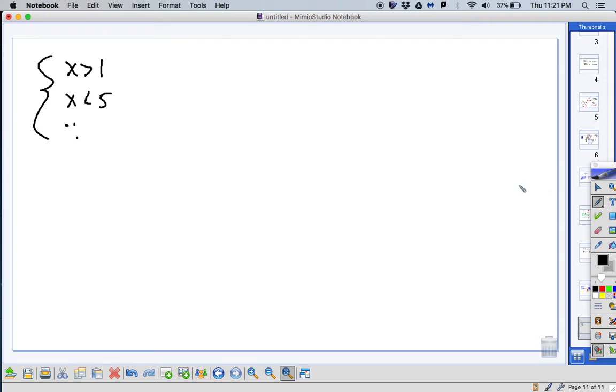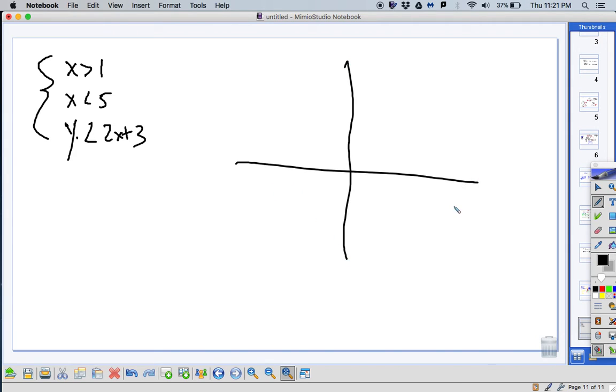There we go. So we got y is less than 2x plus 3, and yeah, we'll just keep those 3. Okay, so we're going to have those 3. So first thing I need to do is get a coordinate grid going. So here's my coordinate grid, and I have to graph these lines.